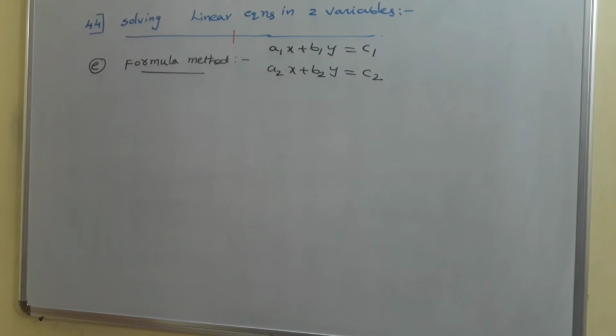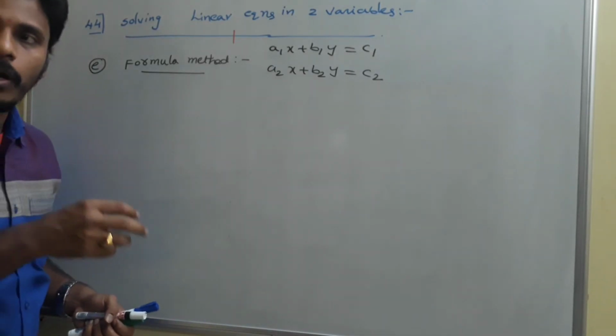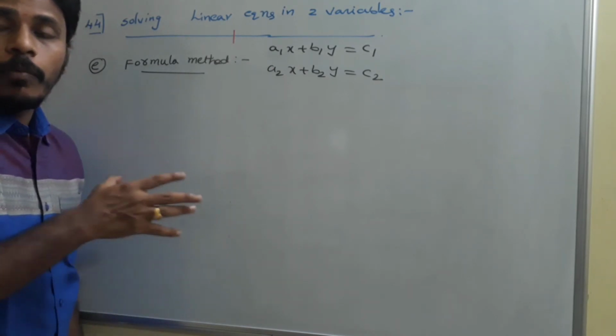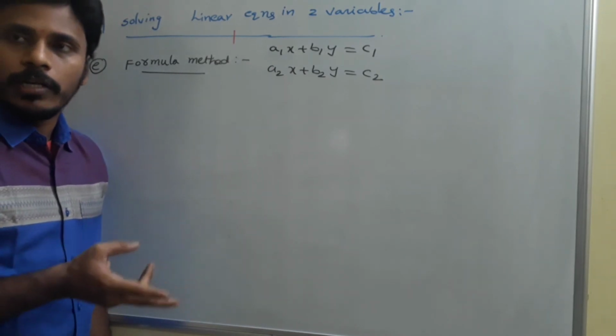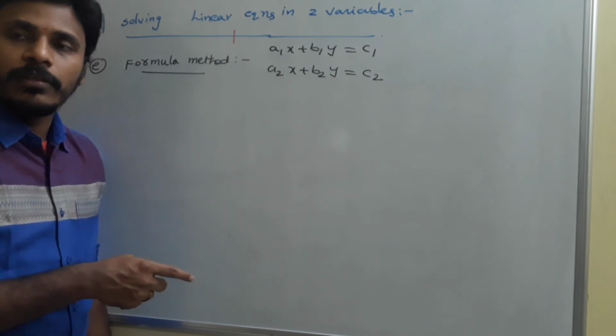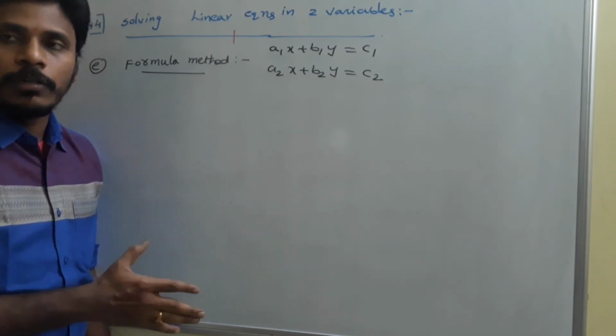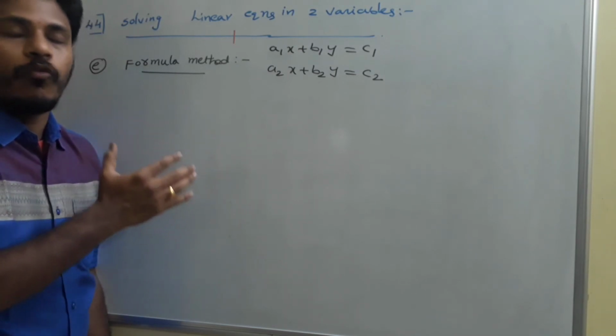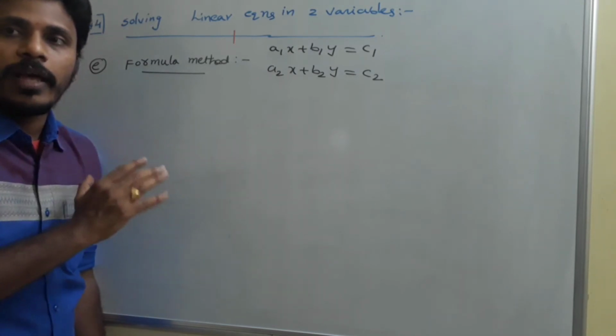The next thing is the formula method. In the formula method, we need to find formulas to find x and y directly. So in finding those formulas for x and y, again we have different chances. Using the elimination method, there is a chance to find. Using the inversion method, again there is a chance. So now here I am using that inversion method to find direct formulas for x and y.